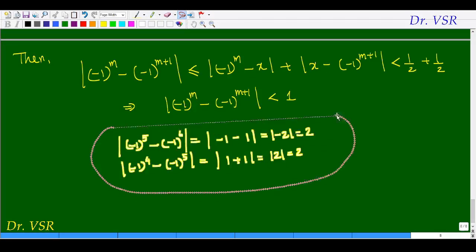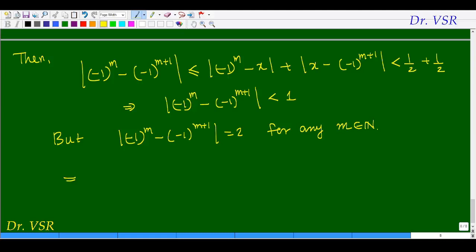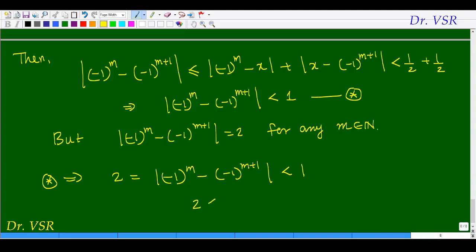Okay? So modulus of (-1)^m minus (-1)^(m+1) is always equal to 2 for any integer m belonging to the natural numbers. Then this implies, by star, that 2, which is equal to modulus of (-1)^m minus (-1)^(m+1), is less than 1/2 plus 1/2, that is less than 1. Which is a contradiction, because 2 is strictly less than 1 is what we are writing. That is a contradiction.